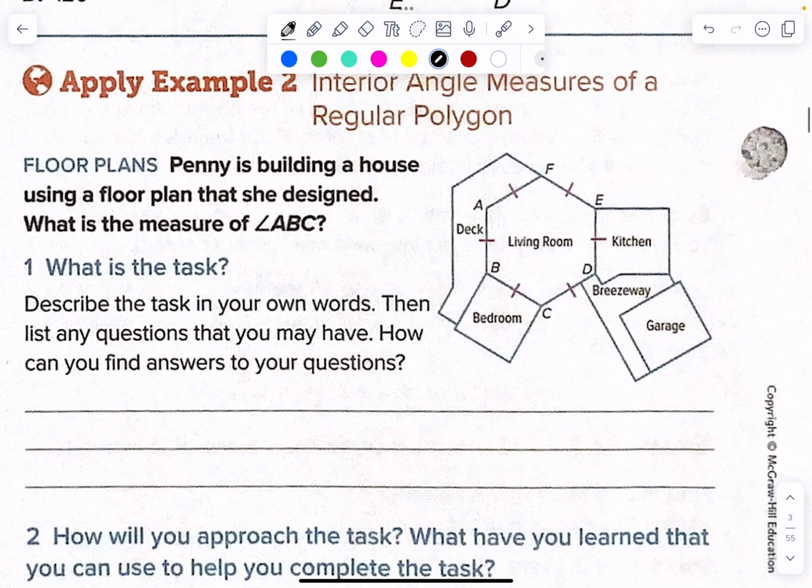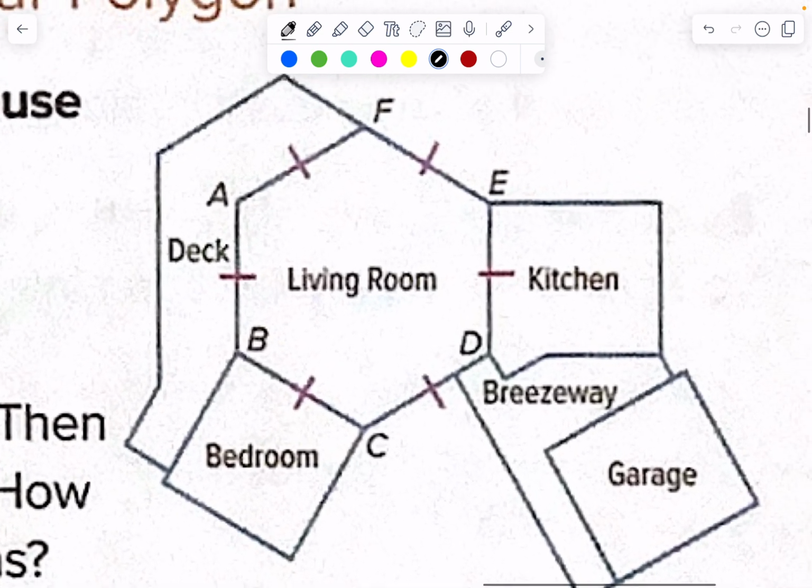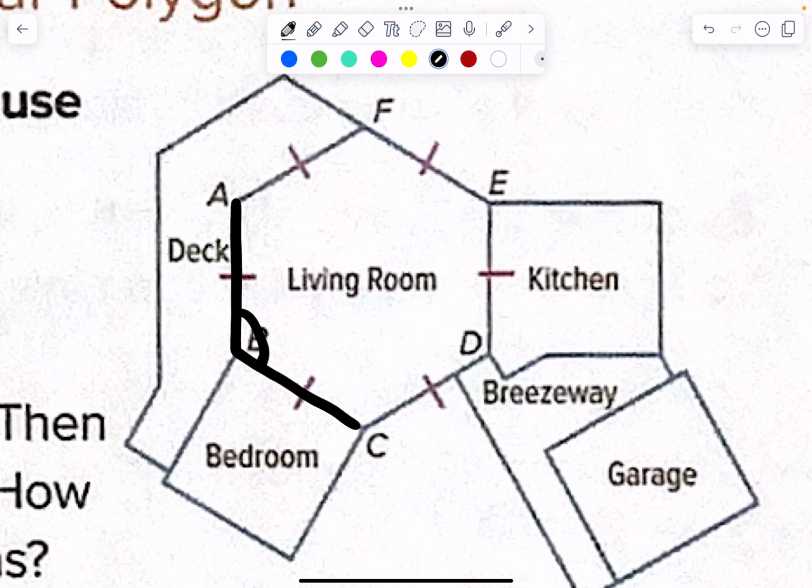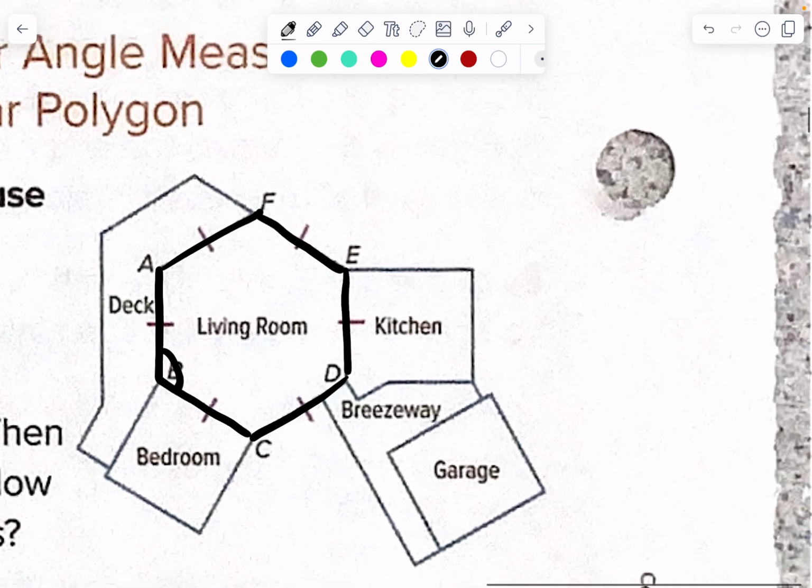It says, here is a really weird design of a house. Not very cost effective. Penny is building a house using a floor plan that she designed. What's the measure of angle ABC? So they're looking for this angle here, that inside angle. And it is inside of a hexagon, a 6-sided figure.